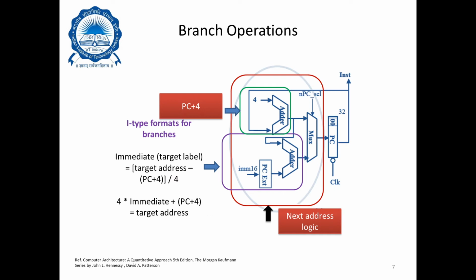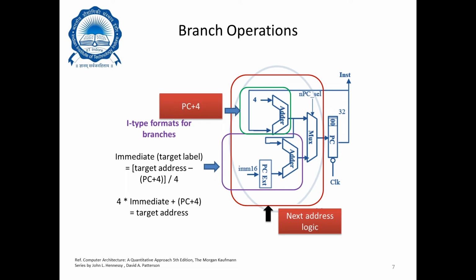Okay, now let us have a look at the branch operations. This is very, very important. So in the case of branching based operations, which are part of the I-type instruction formats, we have to first know this particular function or formula for evaluating the immediate or target label. In case of branching, the immediate or target label is given as (target address minus (PC plus 4)) divided by 4. So therefore 4 into immediate plus PC plus 4 gives you the target address.